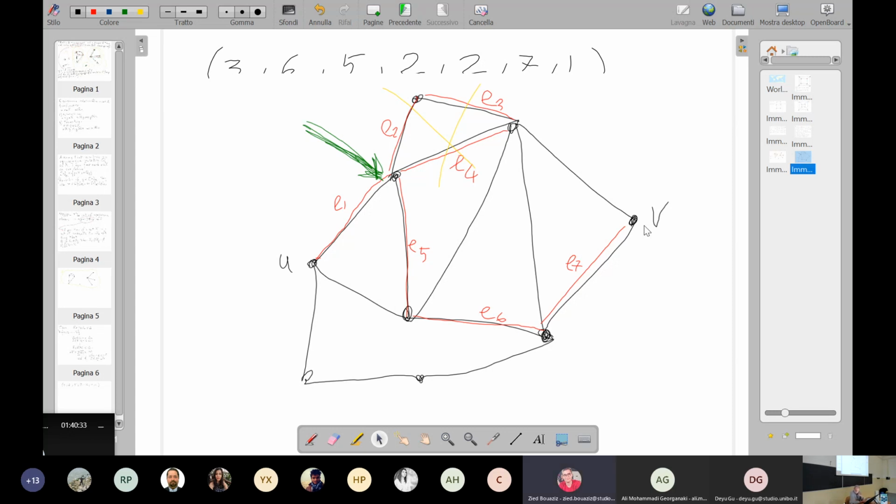Okay. Since we have a sequence of degrees, right? The sequence is composed of 7 degrees. Is that right? No, wait a minute. I'm talking about this problem. Ah, other problem, okay. Let's go back to that problem. All right.